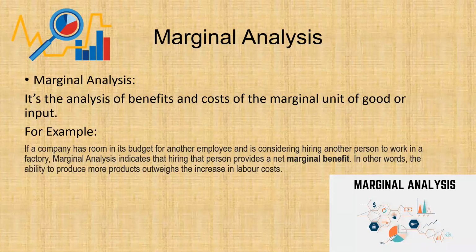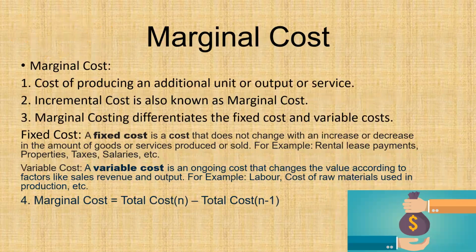Say, for example, when a manufacturer wishes to expand the company's operations, either by adding new product lines or increasing the volume of goods produced from the current product line, a marginal analysis of the costs and benefits is very much necessary, right? So that's about marginal analysis. Then moving on to marginal cost. The second point itself says incremental cost is known as marginal cost. So what is a marginal cost? It's the cost of producing an additional unit of output or a service.